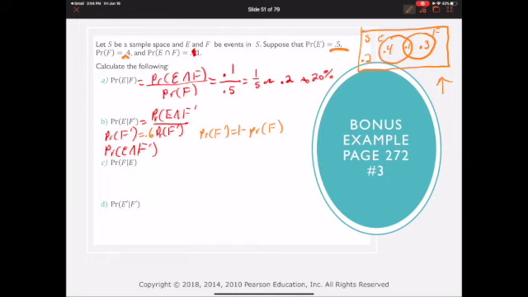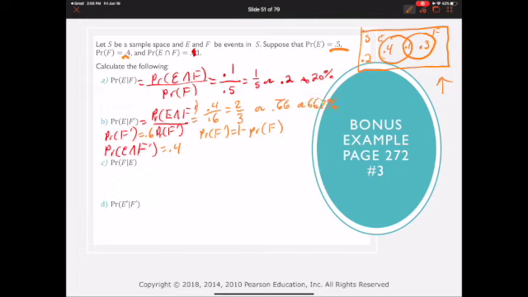Next, I want to look at the probability of E intersect F prime. Where does E intersect everything that's not in F? Well, it intersects at this 0.4 right here. So the probability of E given F complement is 0.4 divided by 0.6, which is 2/3 or 0.6666 repeating, or about 66.7%.